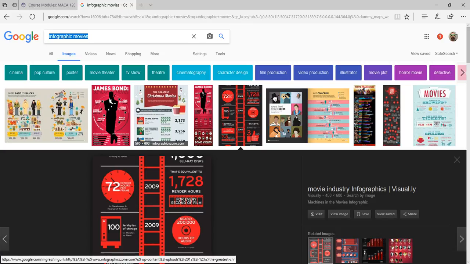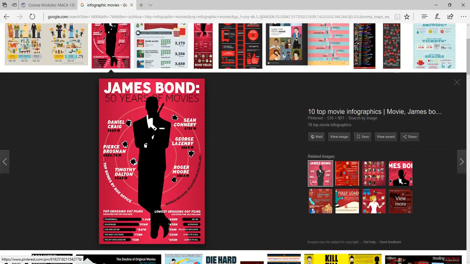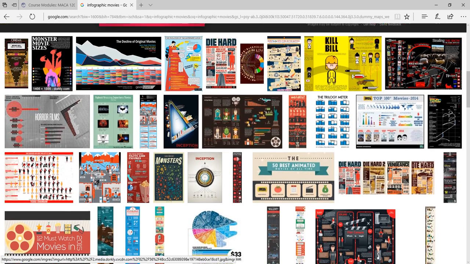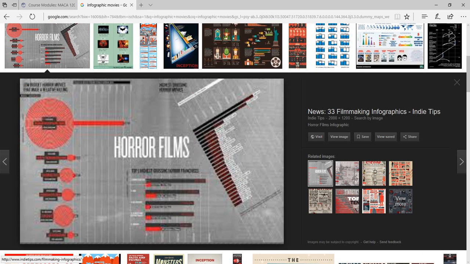So if I was going to use this James Bond one, my topic title would be James Bond 50 Years of Movies. I would name each one of these James Bond characters, how much money they made. I would also have some top grossing 007 movies, lowest grossing 007 movies, and then some extra information inside there. Okay. And basically, if that's the route you want to go, then it actually is a little bit more your assignment versus something like this where you've done the work, but this really isn't yours. This is somebody else's.